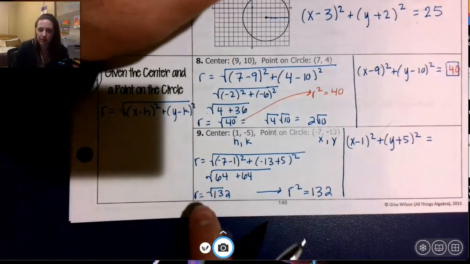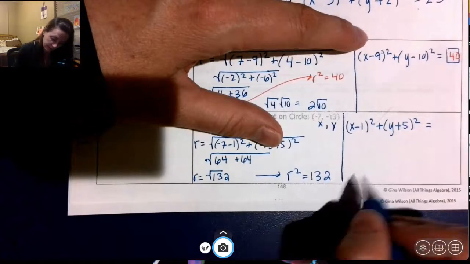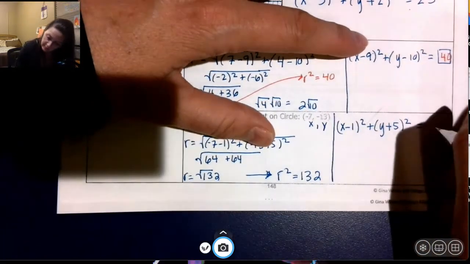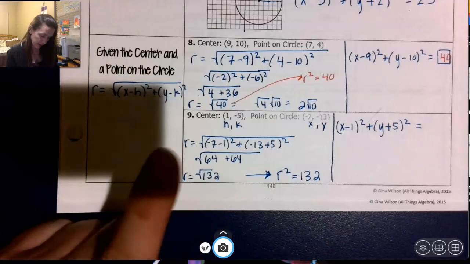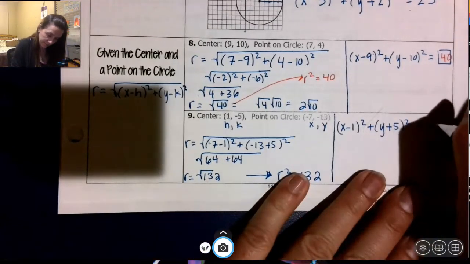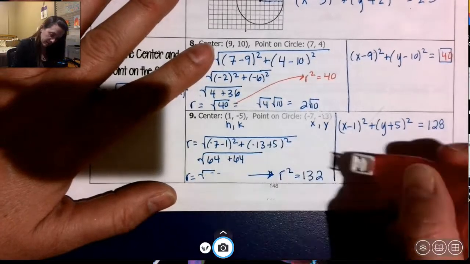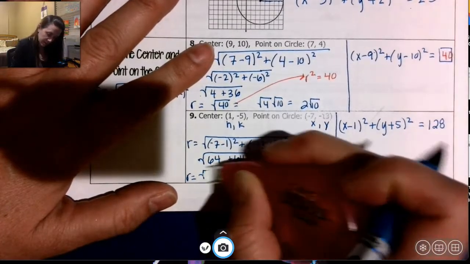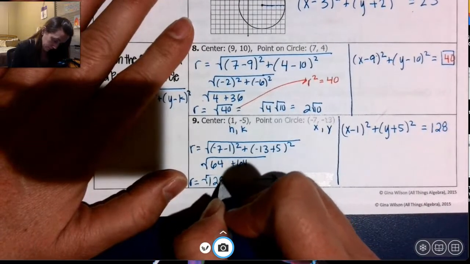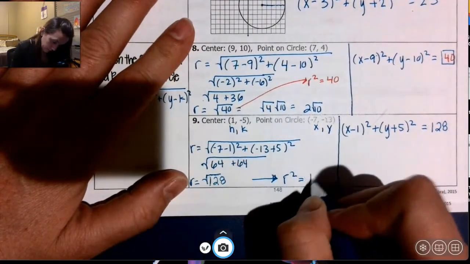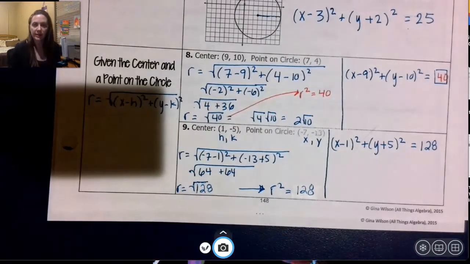I said that wrong. I said r is equal to the square root of 132, so r squared is equal to 132. Should I put 132 here? Did I add that wrong? Oh no, 64 and 64 is 128. Apologies. And there we go, we're done. Okay, I'm going to go to the next page.